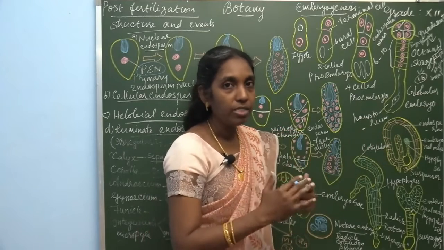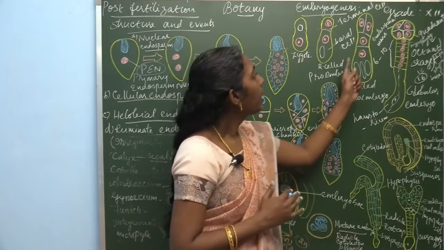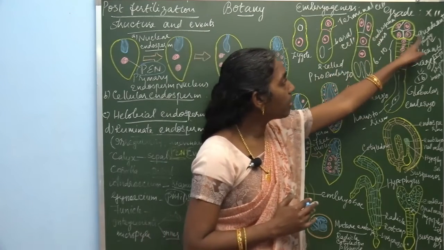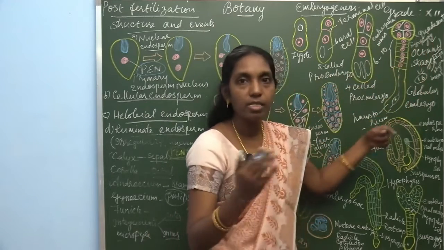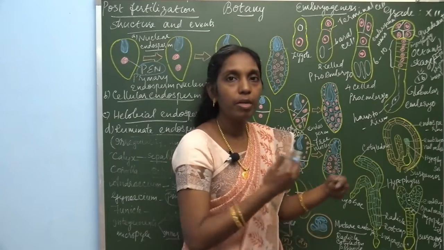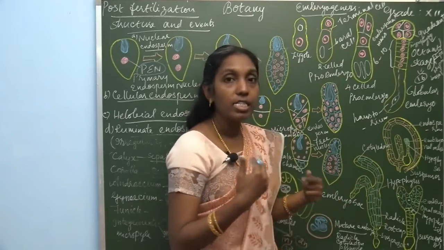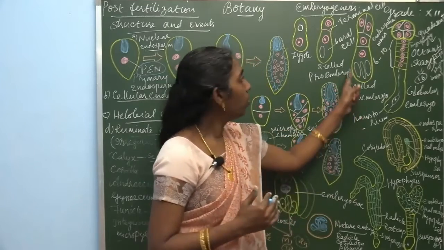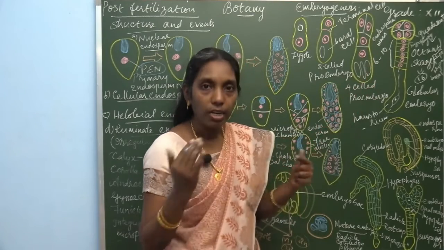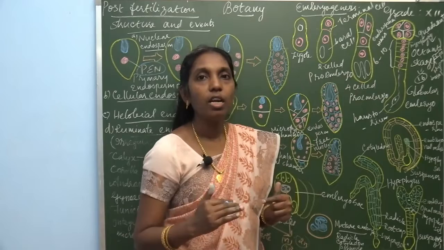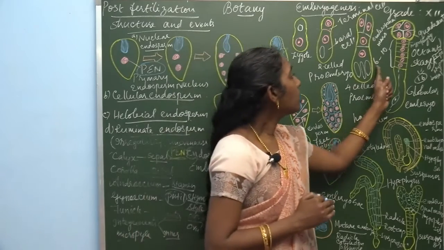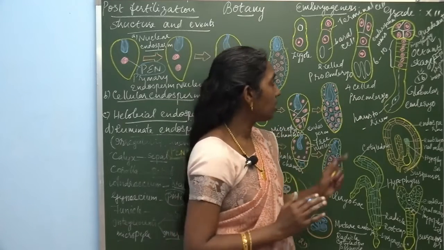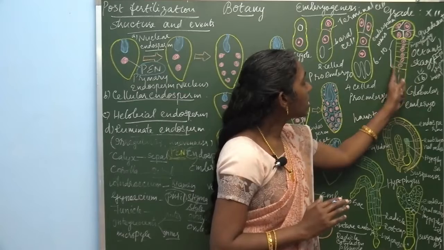During this type of division, here is the basal cell. The upper cells become the globular stage, quadrant, octant, and 16-cell stage, and produce the epidermis, cortex, and the stele region. Now the basal cell of this 4-celled proembryo undergoes transverse division and forms the 6 to 10 celled stage. Now this forms the suspensor.